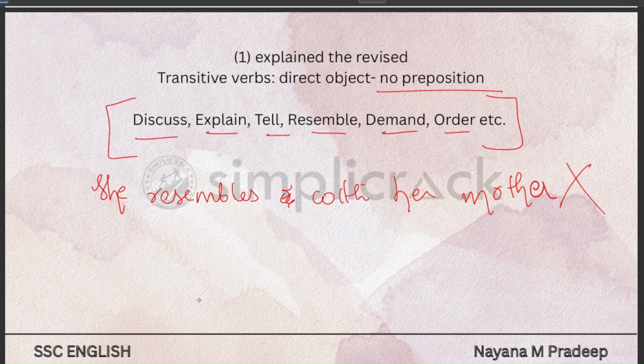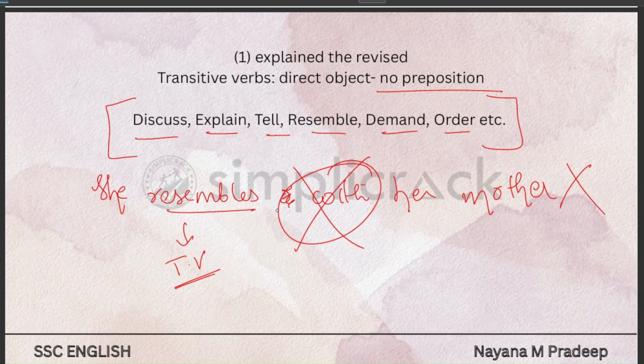Now this sentence is wrong. Why? Because resemble is a transitive verb, so it will not use a preposition along with it. If it uses a preposition, what happens? Her mother becomes the object of the preposition. But here it has to be the object of the transitive verb resemble.